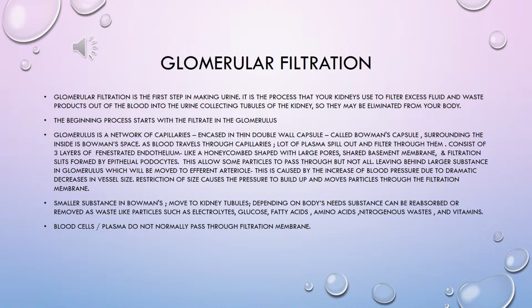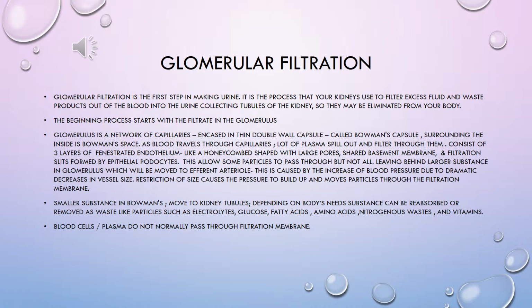As blood travels through the capillaries, a lot of plasma spills out and filters through 3 layers. The first is the fenestrated endothelium, shaped like a honeycomb with large pores. The second one is a shared basement membrane, and the last one is the filtration slits formed by epithelial podocytes. This allows some particles to pass through, but not all, leaving behind larger substances in the glomerulus, which will be moved to the efferent arteriole. This is caused by the increase of blood pressure due to the dramatic decrease in the vessel size. Restriction of the size causes the pressure to build up and move particles through the filtration membrane.